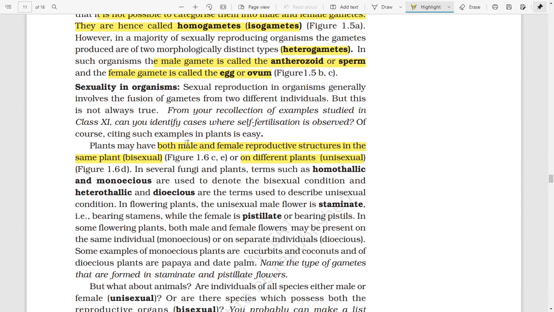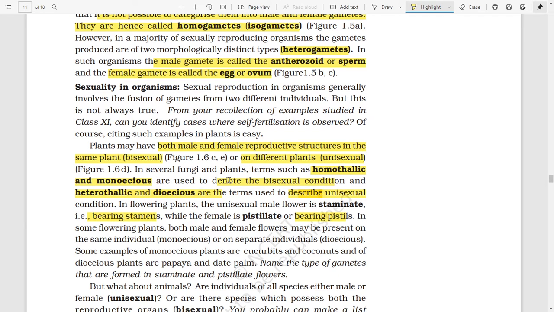In several fungi and plants, terms such as homothallic and monoecious are used to denote bisexual conditions, and heterothallic and dioecious are terms used to describe unisexual conditions. In flowering plants, the unisexual male flower is staminate, bearing stamens, while the female is pistillate, bearing pistils.